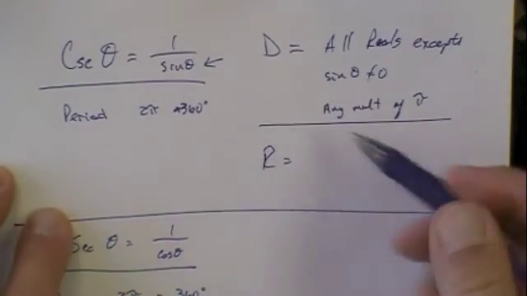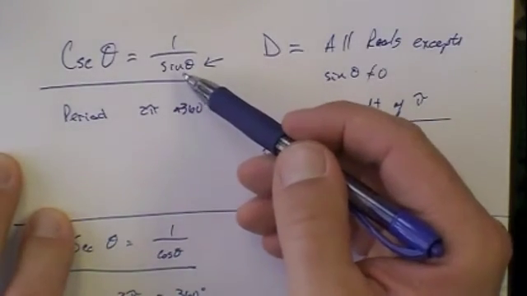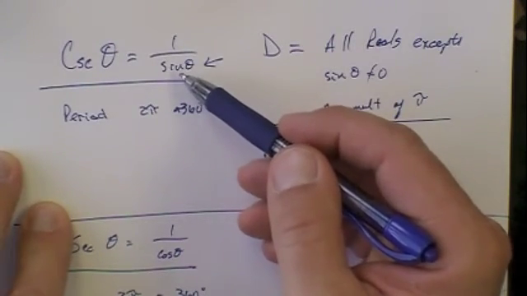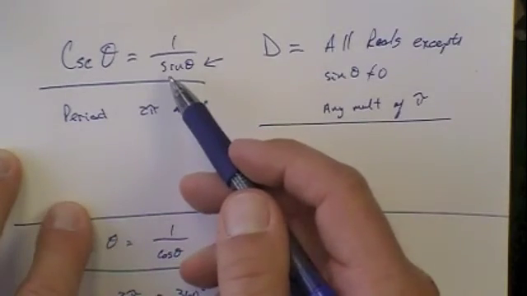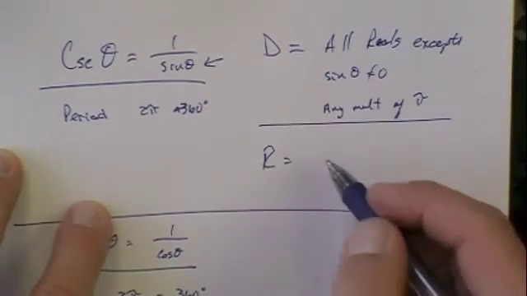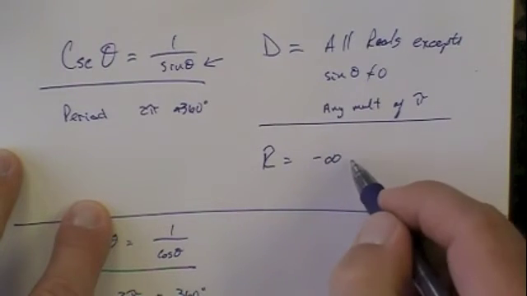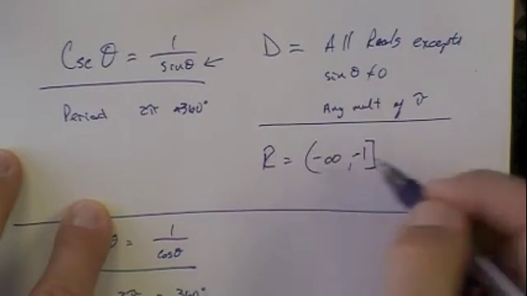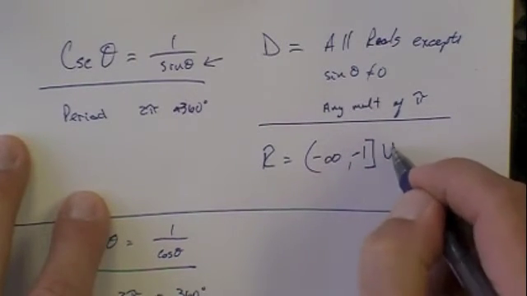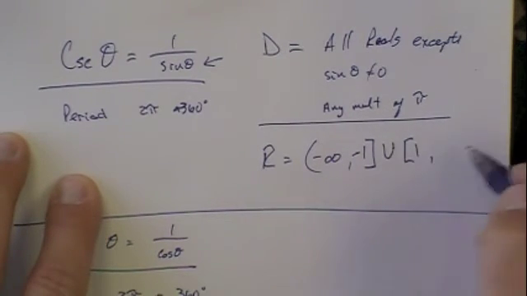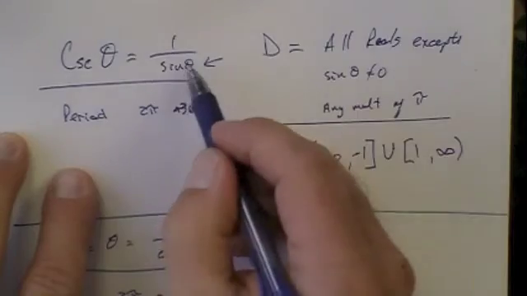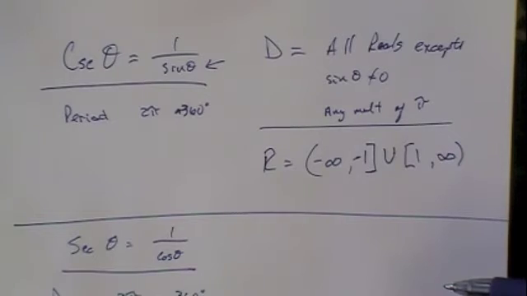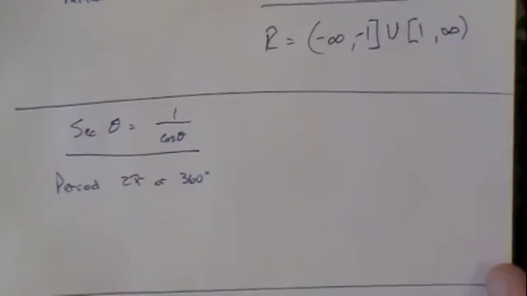Now our range, remember we said that our sine values are going to be a fraction. It's going to be 1 or less. So what we're going to end up with is a range where we could have negative values and we could have positive values, and they're going to go from negative infinity up to negative 1. And then we're also going to have values, so we have a union, going from 1 to infinity. But because this value is going to be a fraction, we won't have any values in between negative 1 and 1.